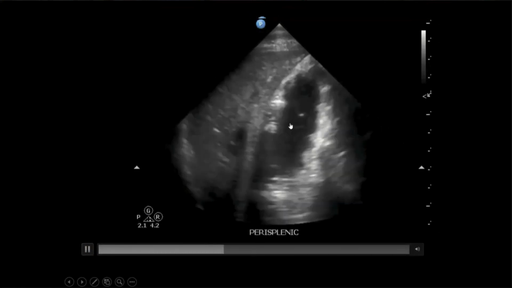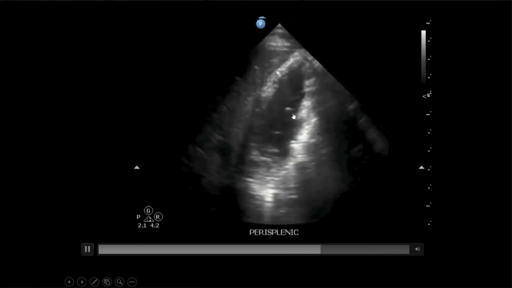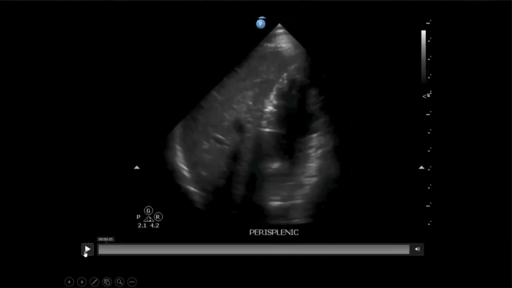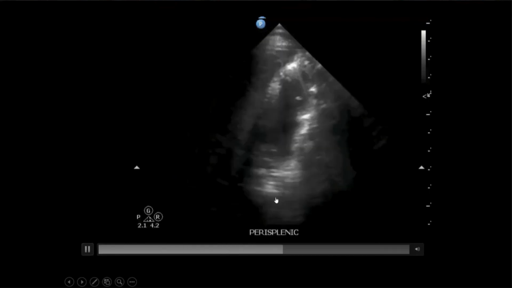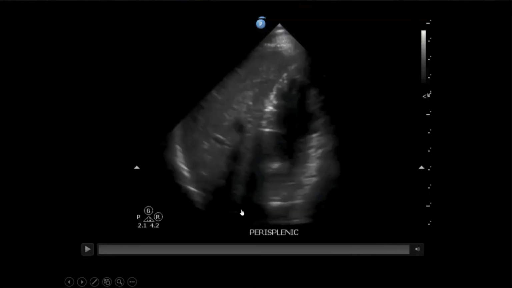But people might think that this is free fluid there, and you'll notice it has a wall around it. It's actually a pretty dense wall. You can sort of see the rugae of the stomach, and then you can see that there's fluid in there.